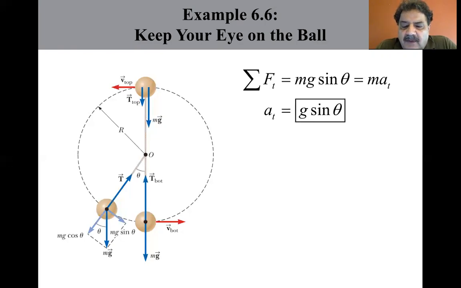Okay, the sum of the tangential forces is equal to mg sine theta, and that's equal to mass times the tangential acceleration. Well, if you solve for the tangential acceleration, you get a_T equals g sine theta. The m's cancel out.